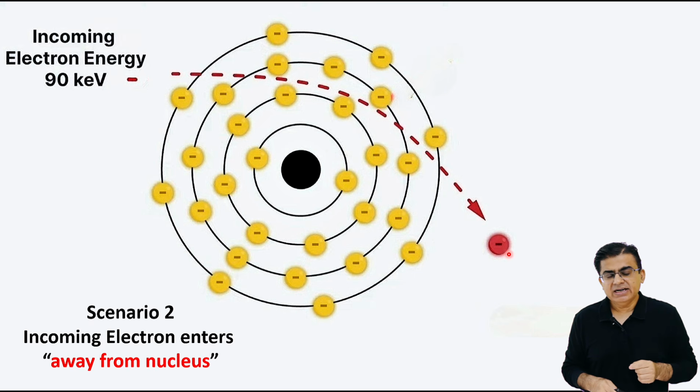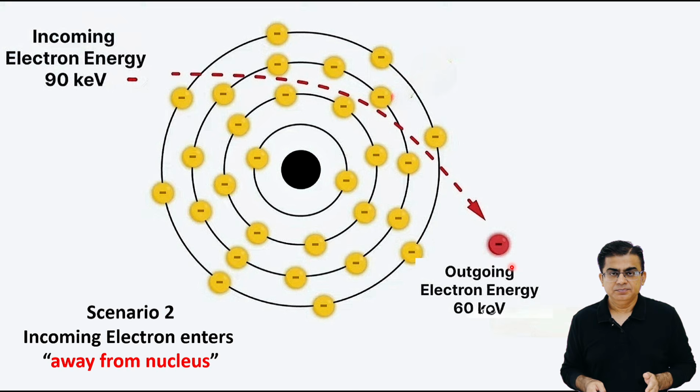Look closely at the outgoing electron exiting toward the bottom right. Therefore, it only loses a small fraction of its kinetic energy. It retains a large portion of its original energy, exiting the interaction with, suppose, 60 keV.